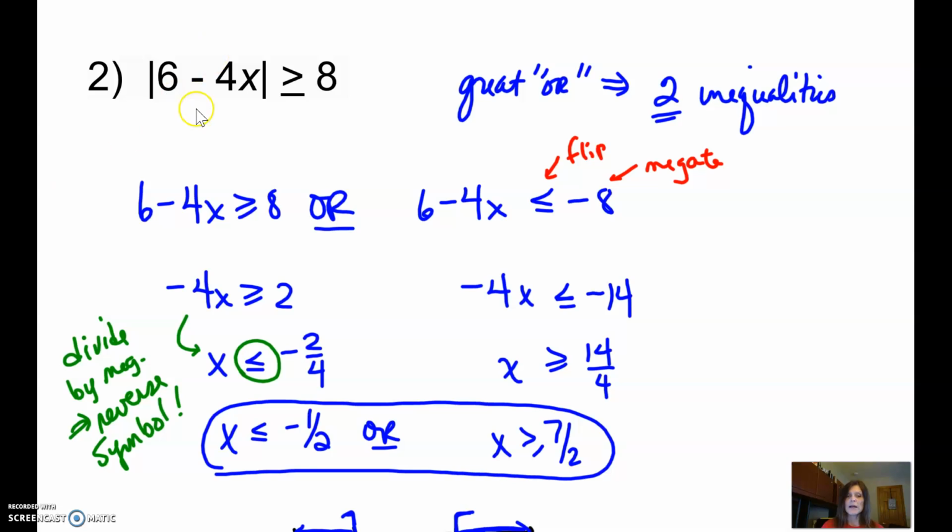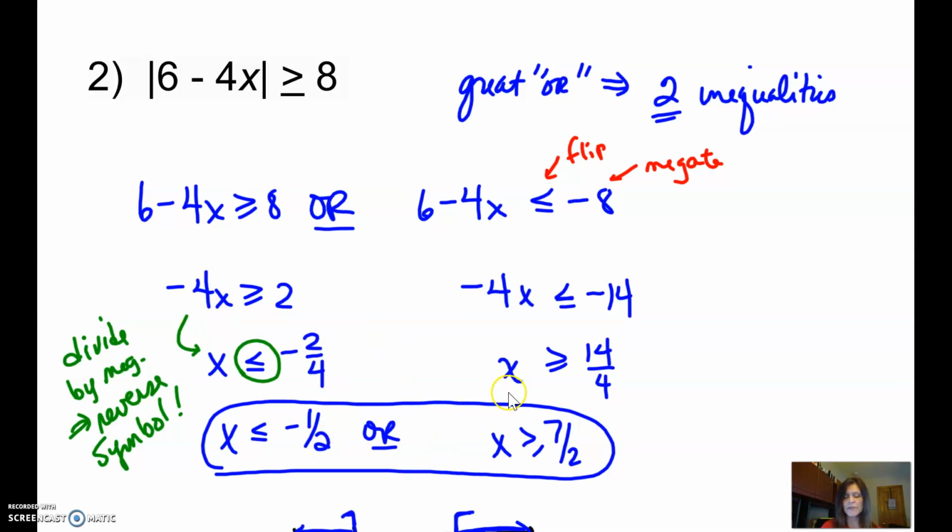The next one, absolute value is greater than or equal to 8, so greater, or I'm going to get two separate things. So I'm going to get either this stuff here is greater than 8, so I'm going from 8 forward to the right, or this stuff in here, 6 minus 4x, is left on the negative side. Right? So I'm going to the left. So this is where I have to flip that symbol when I negate the number. That's the hardest part for students to remember, that second one, the symbol gets flipped when you use the negative.